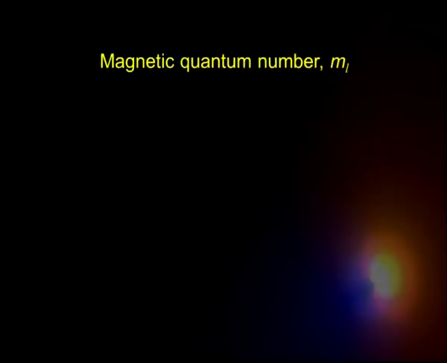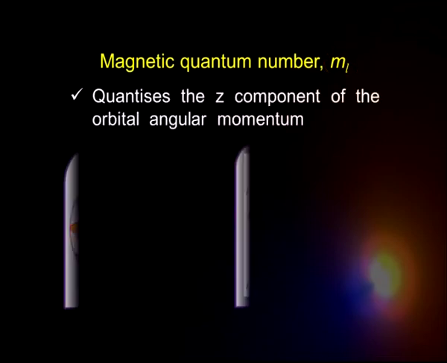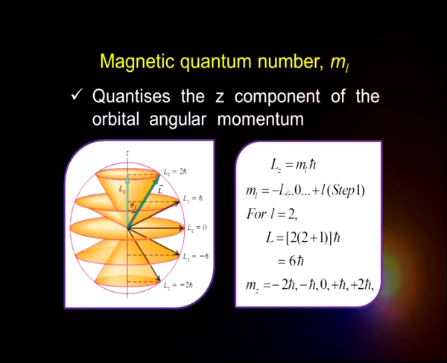The third quantum number is the magnetic quantum number, or m_l. m depends on the value of L, so it is given as a subscript of L. And this quantizes the z component of orbital angular momentum. Let's take an example to understand. The expression here is that L_z is equal to m_l into h cross. h cross is the unit of angular momentum, and m_l gives the different z components of the angular momentum.